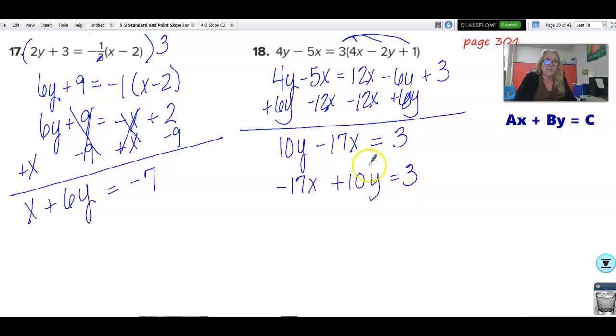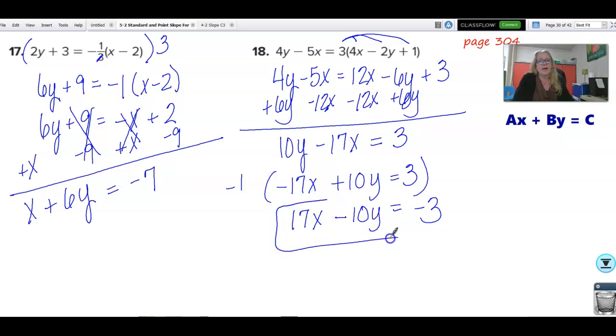It's still not right, though. Remember, we have to have a positive number in front of the x. So we're going to multiply everything by negative 1 to change that. Negative 1 times negative 17x is 17x. Negative 1 times positive 10 is negative 10y. And negative 1 times positive 3 is negative 3. And now that one you can take to the bank.